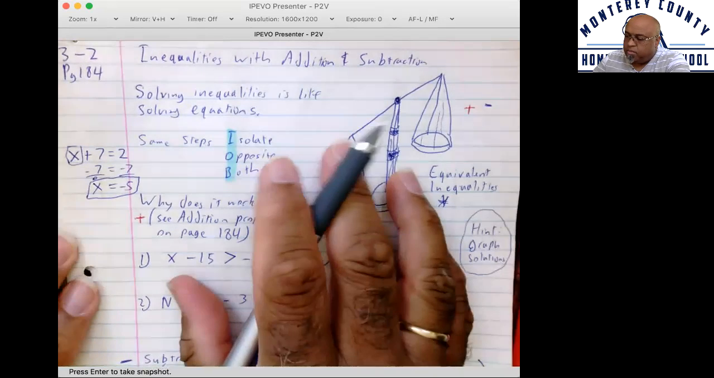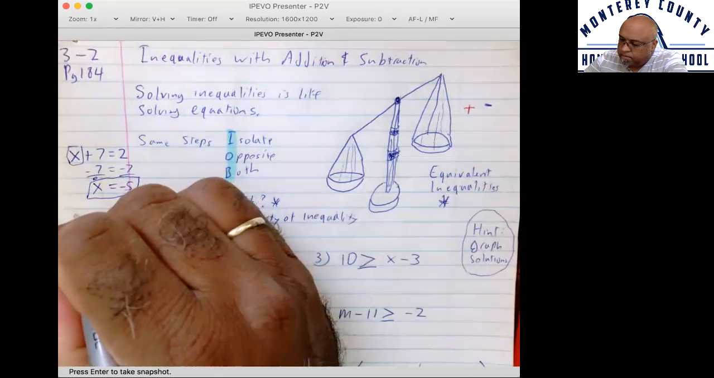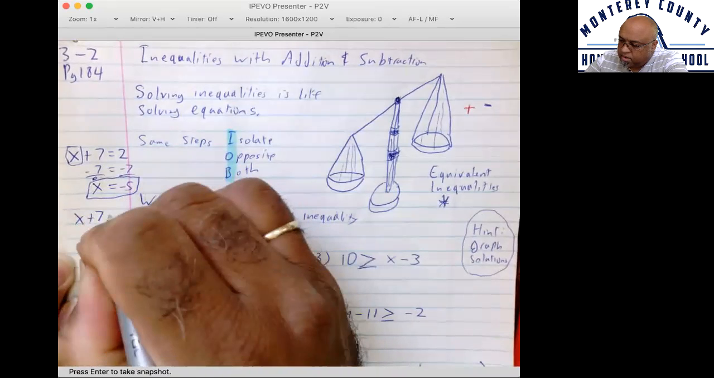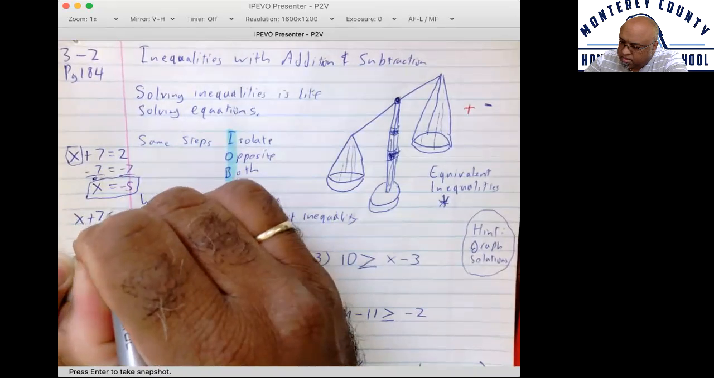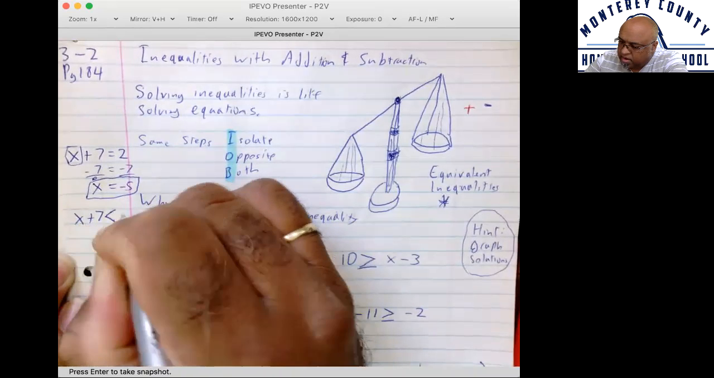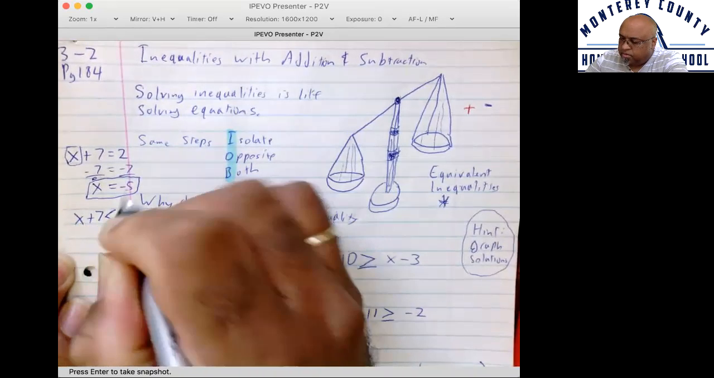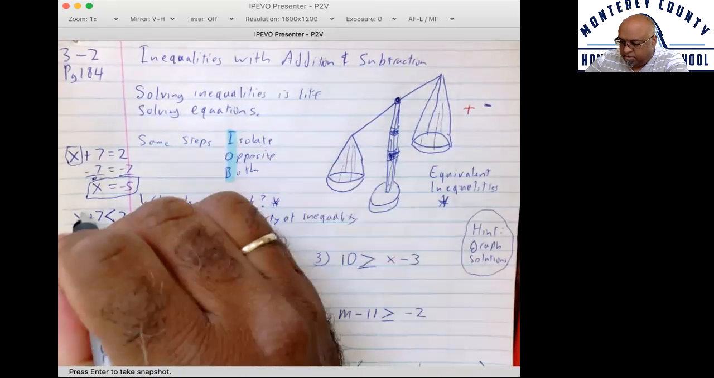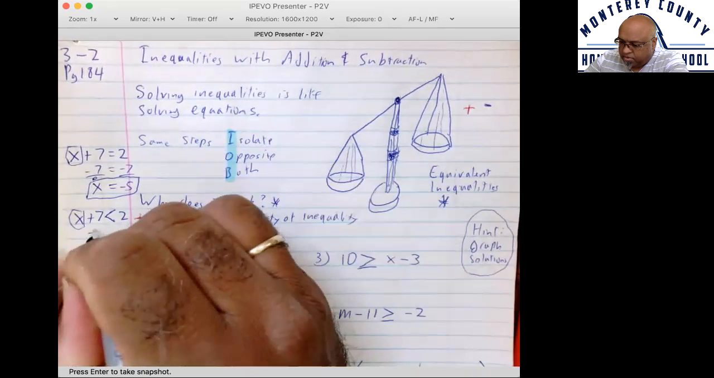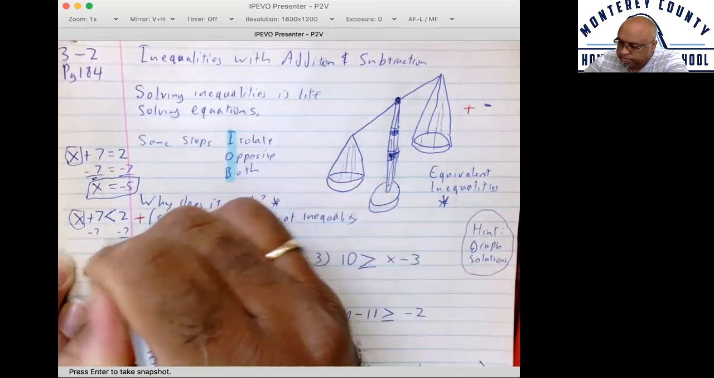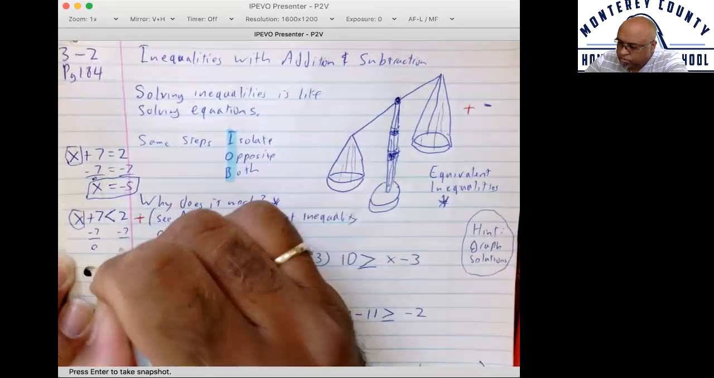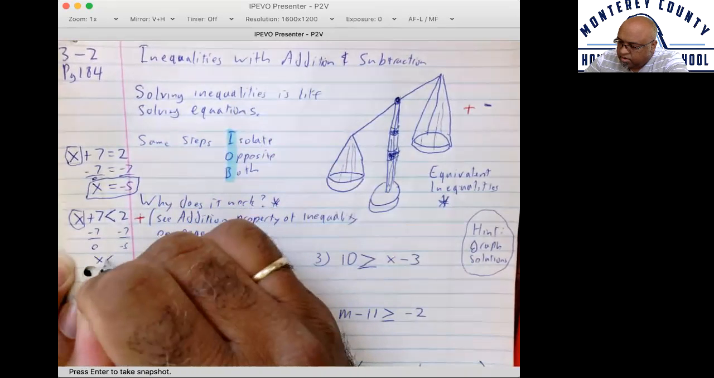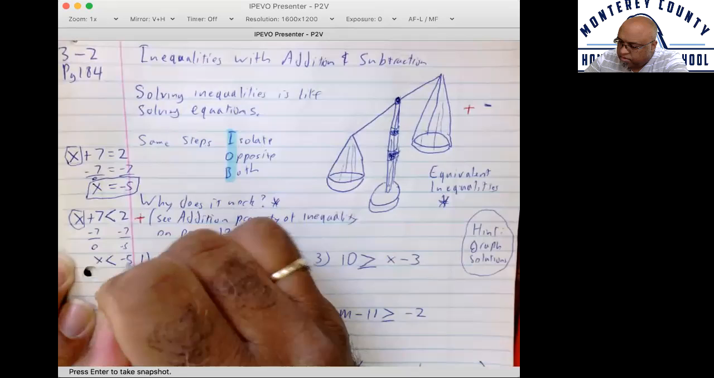Now, if I write the same problem as an inequality, x plus 7, let's just say less than 2. So in a case like this, isolate the variable, opposite operation, and I get x is less than -5.